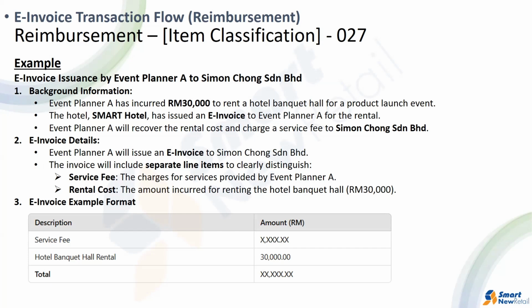So the e-invoice detail will be: planner A will issue an invoice to Simon. The invoice will include separate line items. First one is the service fee, the charges for services provided by event planner A. Second one is the rental cost, the amount incurred for renting the hotel banquet. So below is the example. First line, the service fee. Second line is the hotel banquet hall rental.